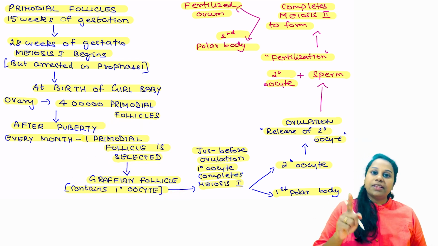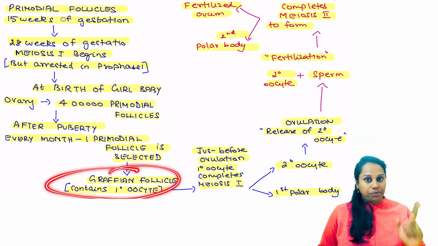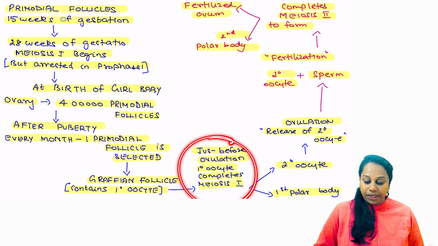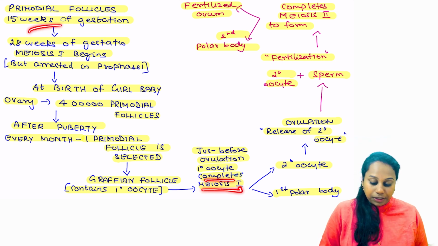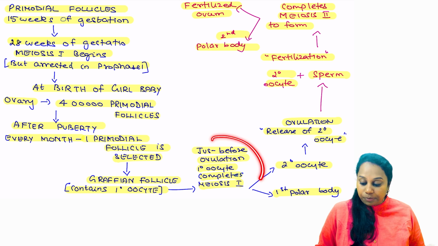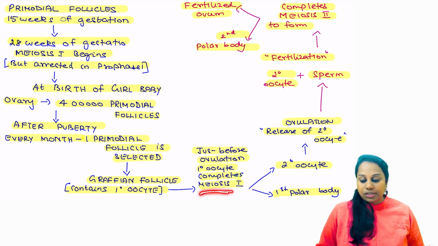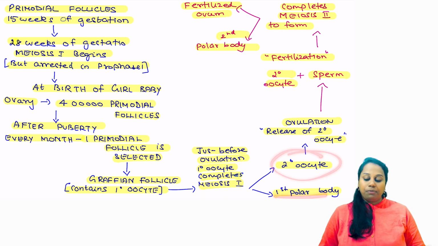And on the 14th day, there is ovulation. What is ovulation? The release of the secondary oocyte is called ovulation. Graafian follicle contains the primary oocyte, but just before ovulation, this primary oocyte completes meiosis 1. When did this meiosis 1 start? It started around 28 weeks of gestation. Even before birth of the baby, meiosis 1 had started. But this is completing only just before ovulation in the menstrual cycle. So on completing meiosis 1, it is converted into secondary oocyte and a first polar body.